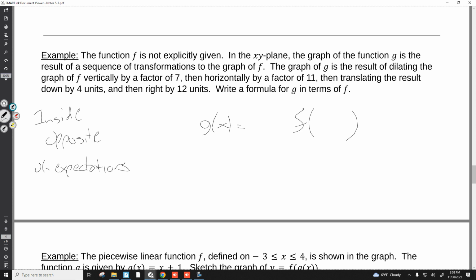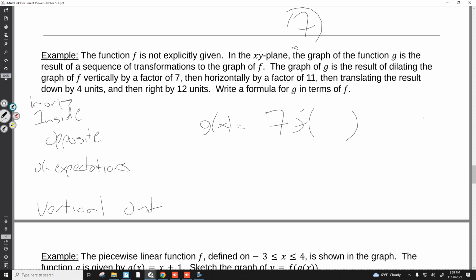Vertically dilating by a factor of 7. I've set something up for you. Where does 7 go? Here's 7. Where does it go? It's 7 f of x. Or f of x. Oh, no, we said opposite. Vertical, outside, expected. Horizontal, inside, opposite. So, a 7 on the outside, correct. Okay. Next.